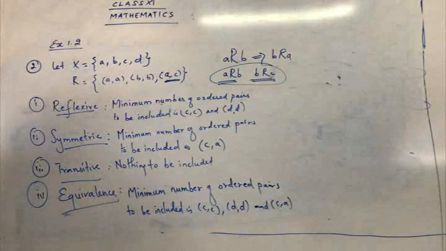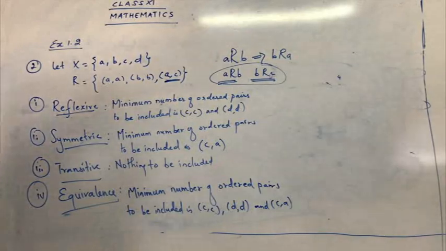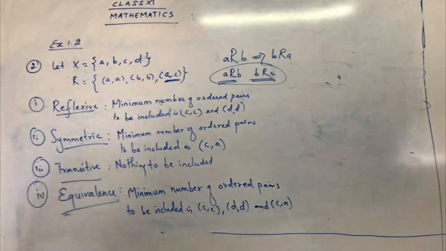Clear? It's a very simple sum. You only have to follow your definition, and once you're thorough with the definition, your sum is done. So be thorough with your definitions. So we have completed sum number 2. Now sum number 3 and sum number 4 will be your homework.